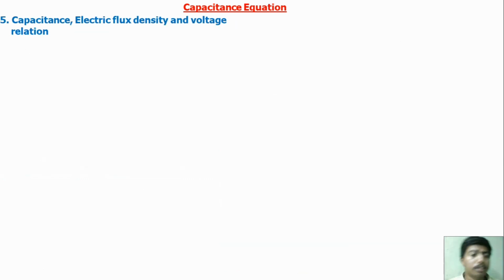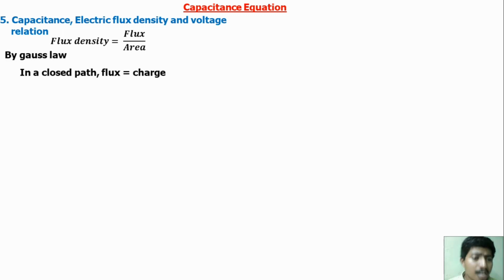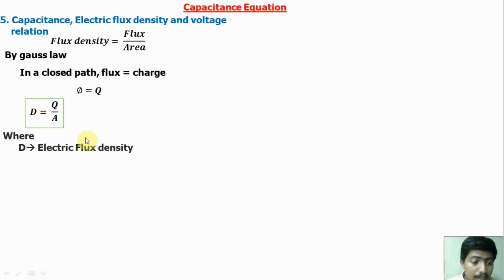Next, the fifth one. Relation between capacitance, electric flux density and voltage. What is electric flux density? Flux density means flux by area. We know that by Gauss law, in a closed path, flux is equal to charge. Psi is equal to Q. So substitute here, electric flux density D is flux, which is charge Q, by area. We will get this equation. Here D means flux density, Q means charge, A means area of the plates.